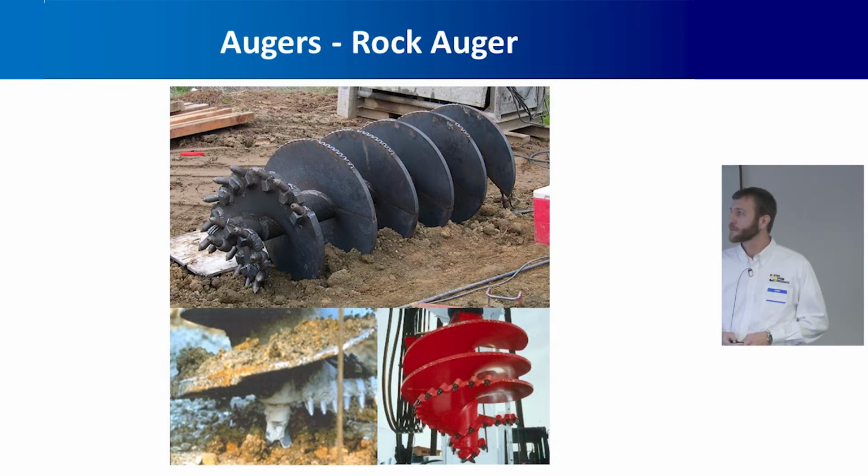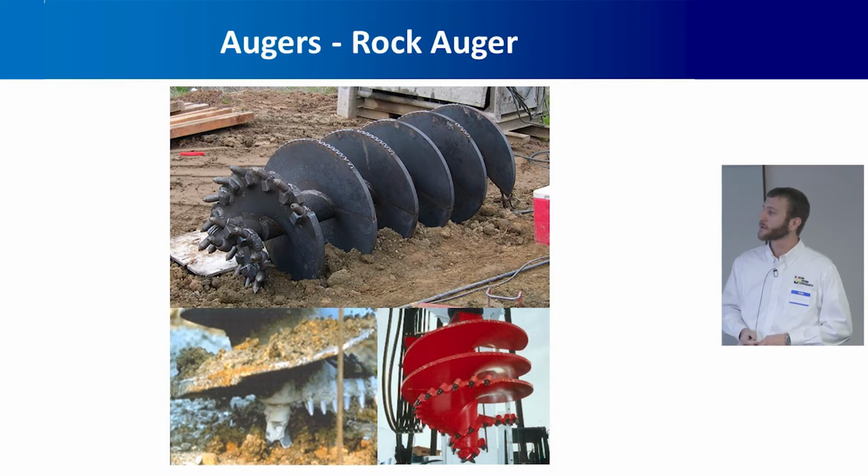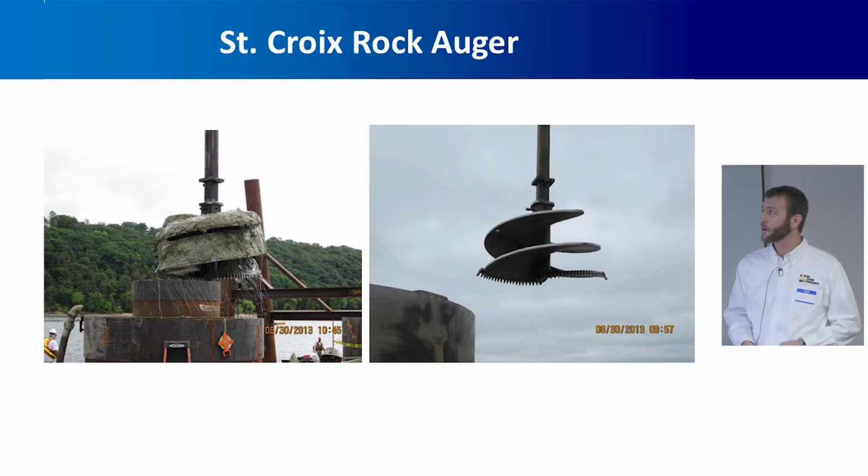Rock augers have more aggressive teeth, generally bullet-shaped carbide teeth. The cutting surface is often kind of tapered or spiraled like this. Here's a picture of one of the rock augers that was used at St. Croix.